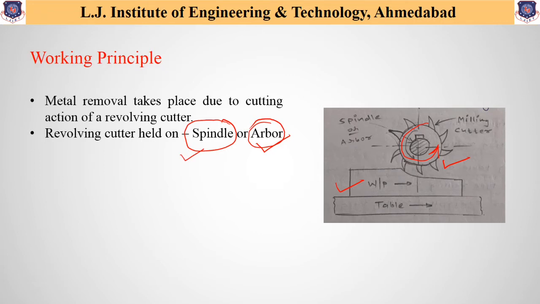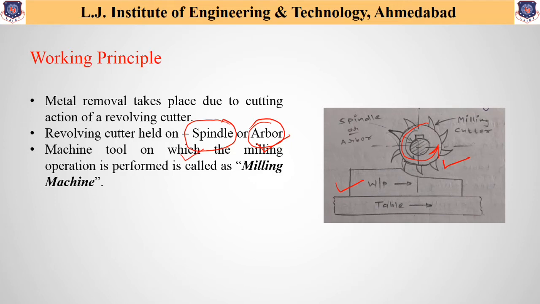So any machines that can perform milling operations, all those machines are called milling machines. So this is the simple definition of what is the milling process and which machines are called milling machines.